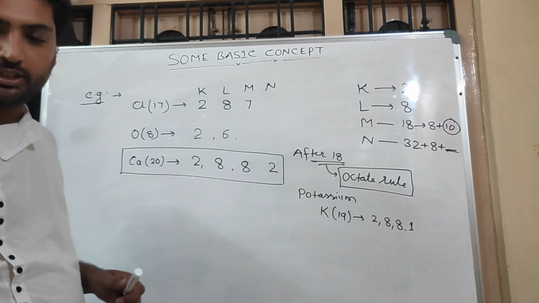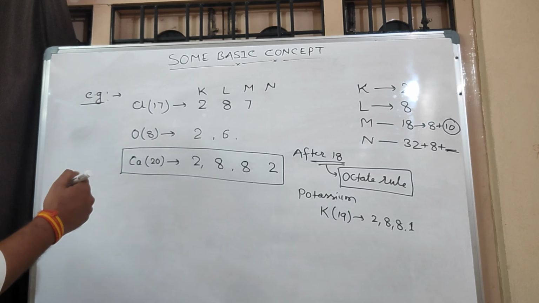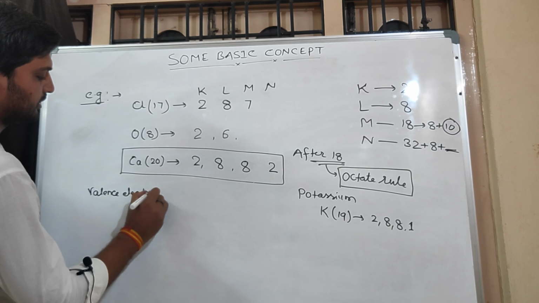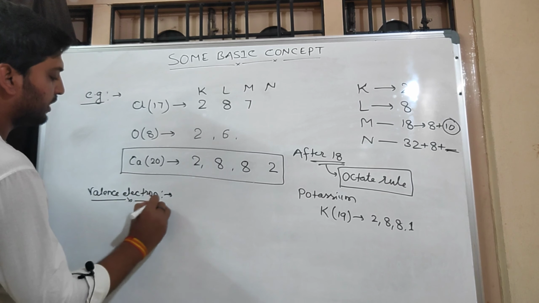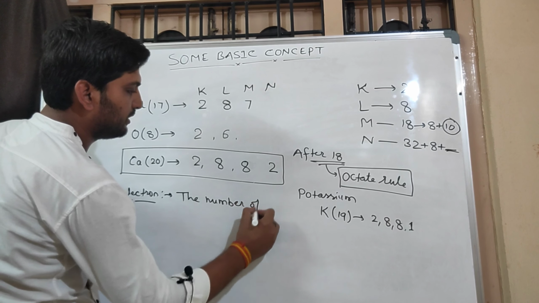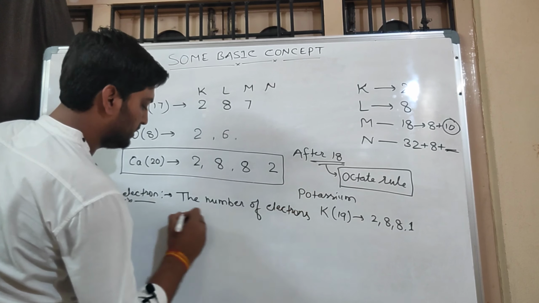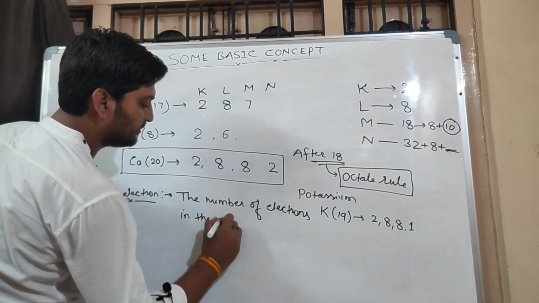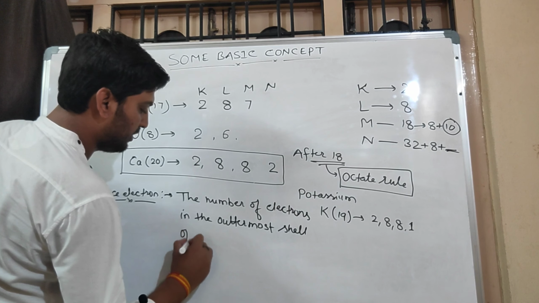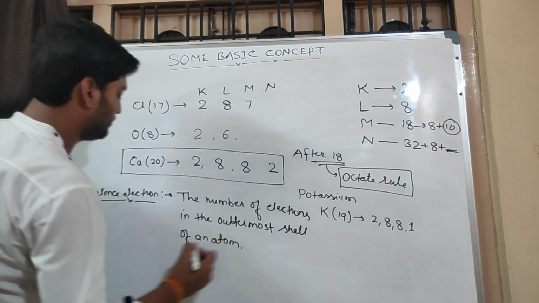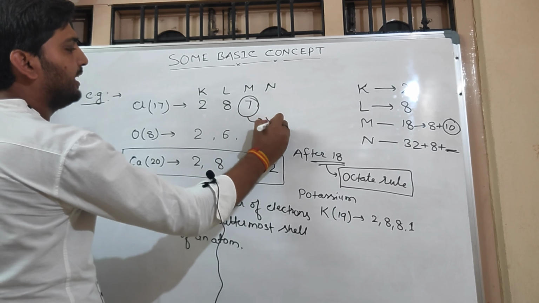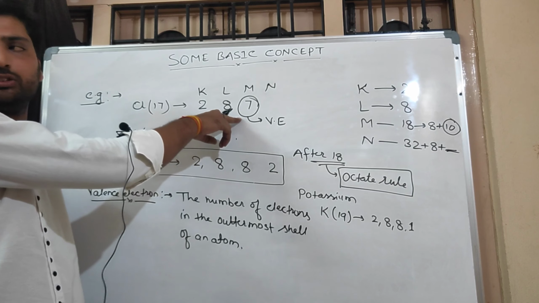Now we will talk about valence electron and valency. Valence electron. What is valence electron? The number of electrons in the outermost shell of an atom is called valence electron. So what is the valence electron of chlorine? 7. This is its valence electron, because this is the number of electrons in the outermost shell.